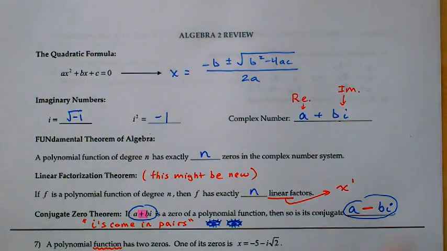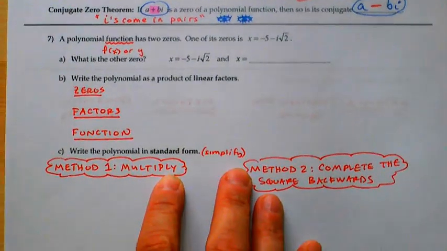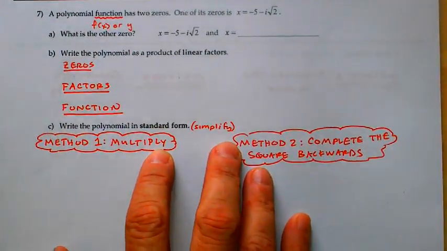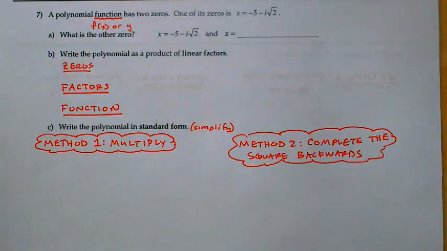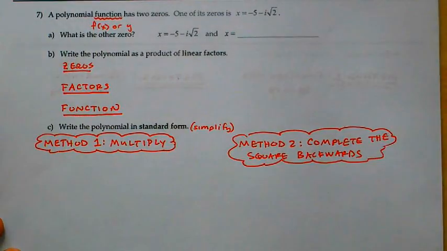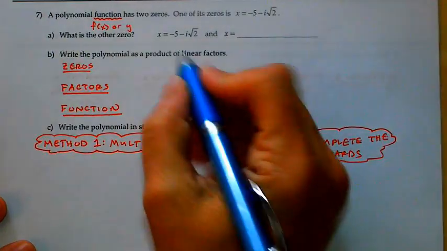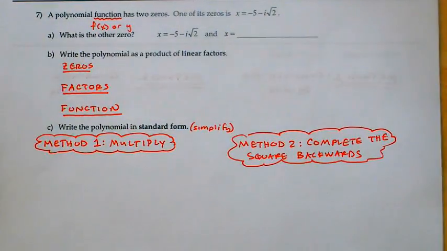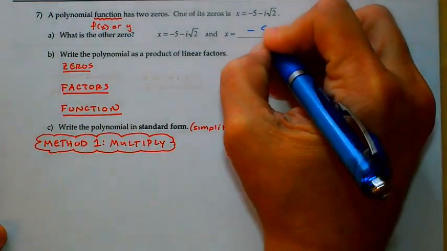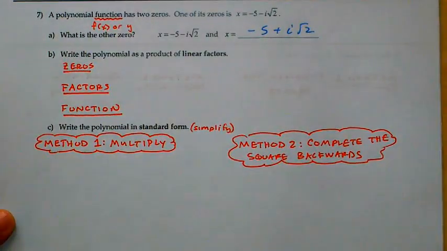Let's see what we can do with some of that information as we try to create a polynomial function here in number 7 with one of the zeros being -5 minus i root 2. Okay, well, first of all, remember, i's come in pairs, so if -5 minus i root 2 is a zero of this function, well, so is -5 plus i root 2. I's come in pairs, y'all.